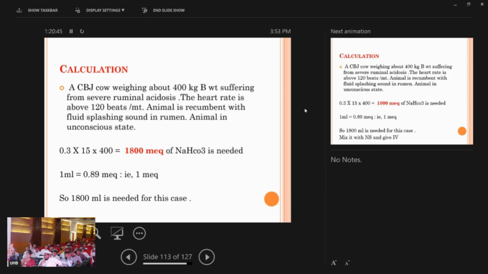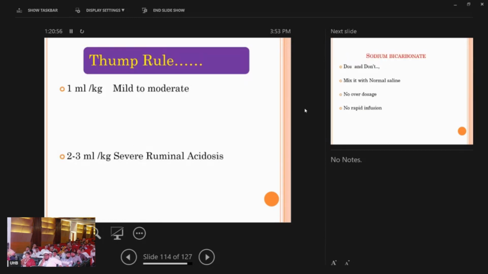So you cannot calculate in all the cases. As a veterinarian, we should know from where we are getting this formula. So keep this formula in your mind. Thumb rule, we can go for 1 to 2 ml per kg. For example, a 30 kg goat suffering from ruminal acidosis. If it is a mild case, 1 ml per kg. If it is a severe case, 2 to 3 ml per kg. Simple logic.